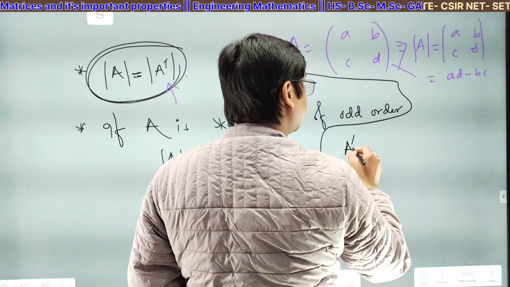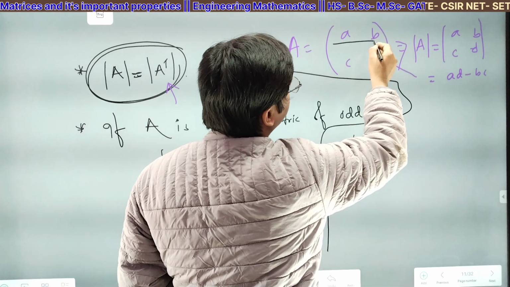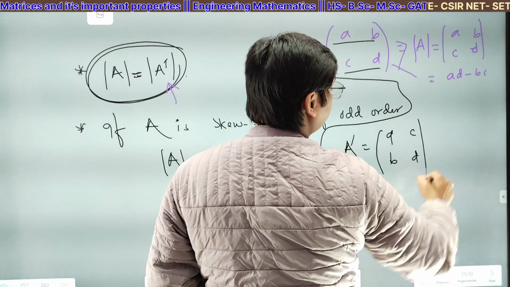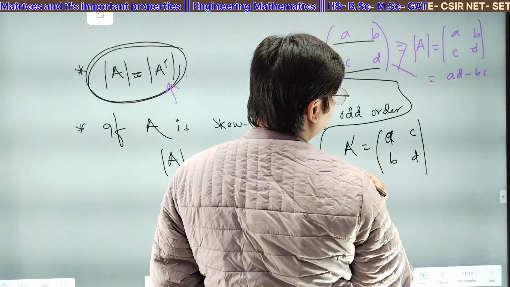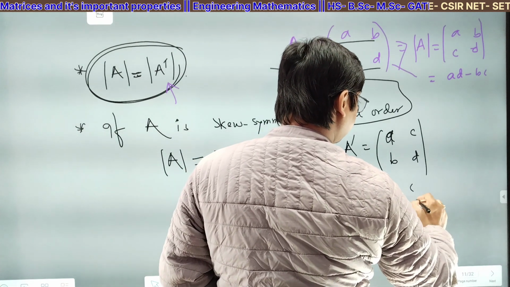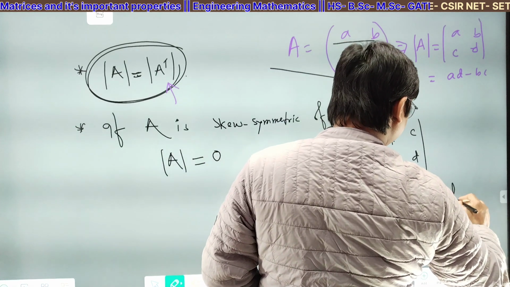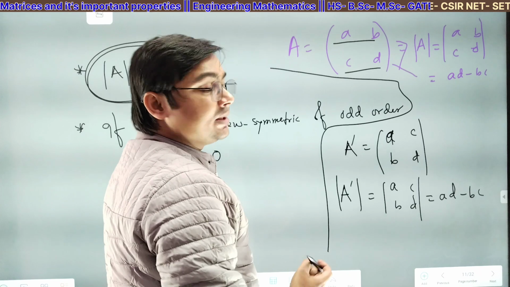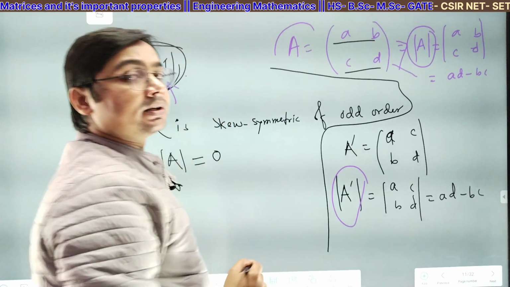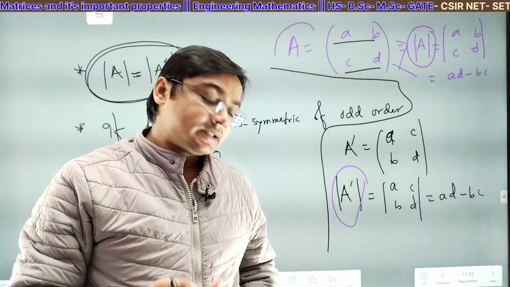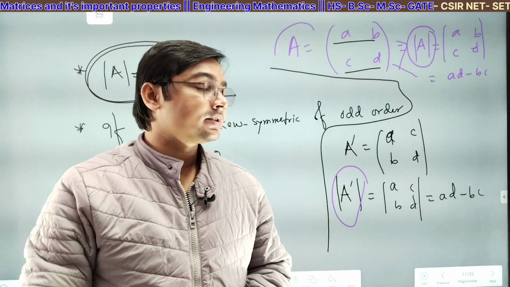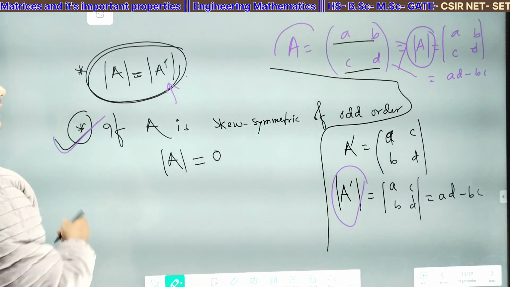Now if you find the A transpose, here transpose means you just change the rows into columns, and change the columns into rows. So what will be the determinant? The determinant of this A transpose will also be AD minus BC. That means you see the determinant of A and the determinant of A transpose are equal. That means if we interchange the rows and columns of a determinant, then the value of the determinant remains the same. Okay, so this is also an important property.